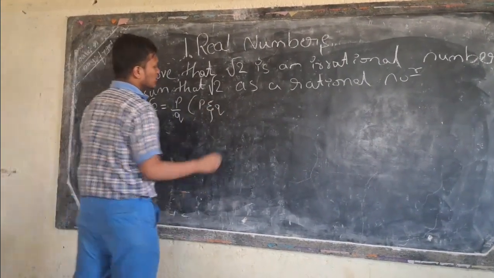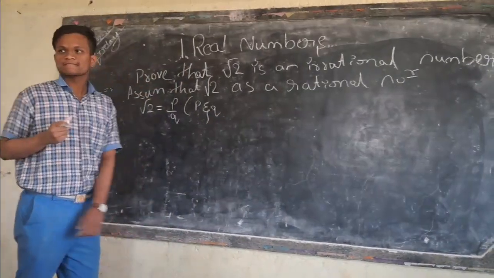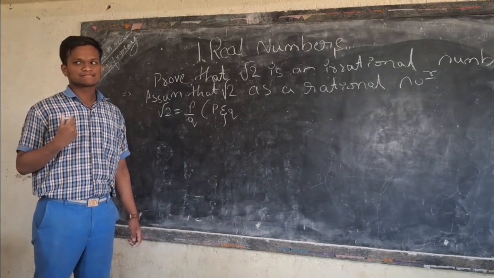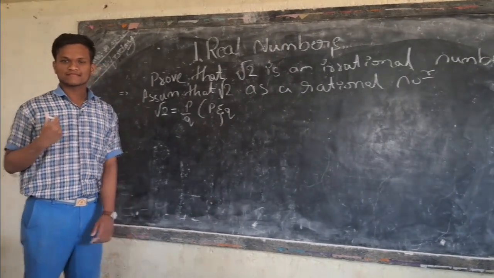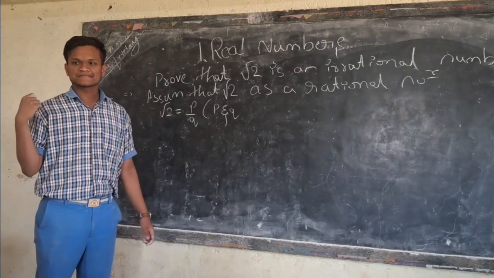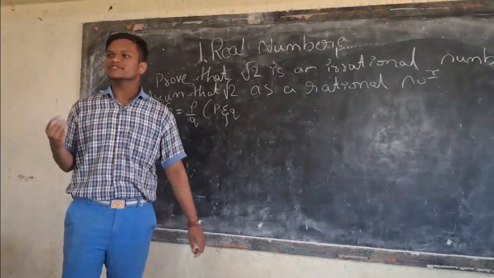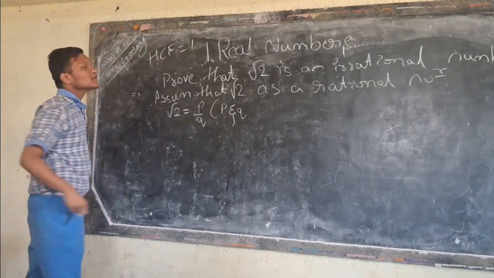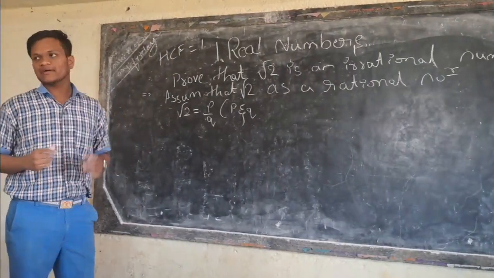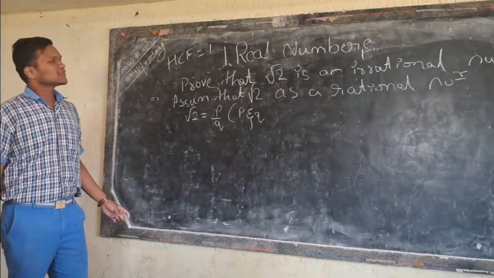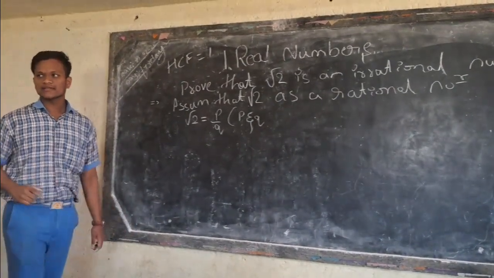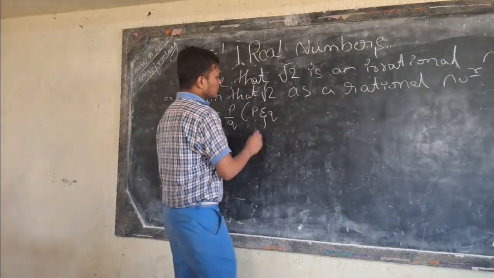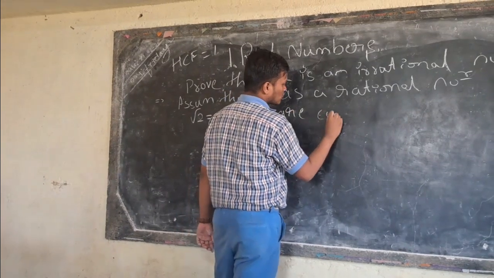What is meant by co-prime numbers? Co-prime numbers are the numbers which have HCF only one. Those numbers are called co-prime numbers. Numbers whose highest common factor is 1 are called co-prime numbers. So p and q are co-prime numbers.